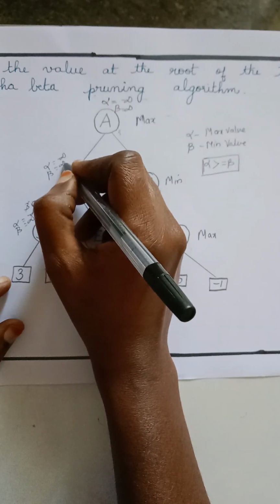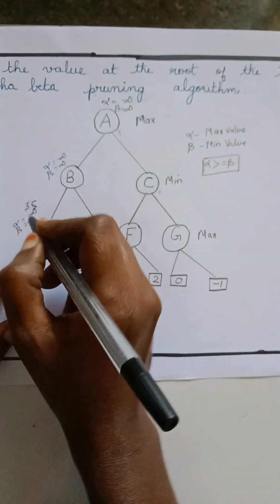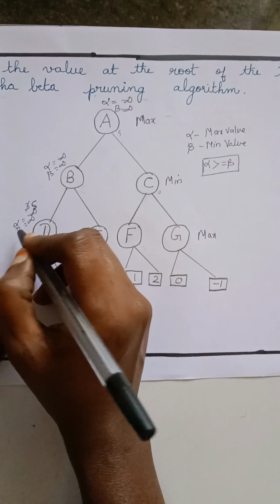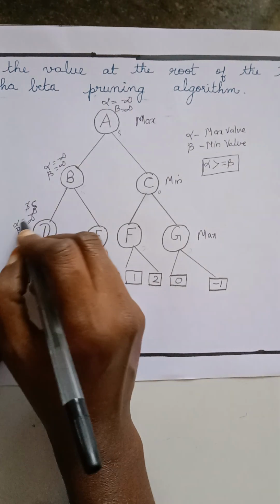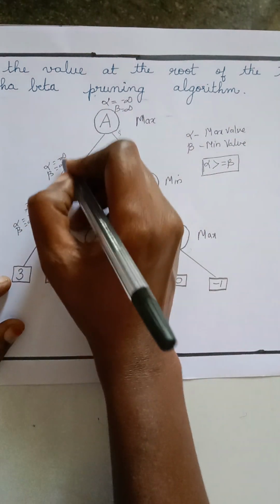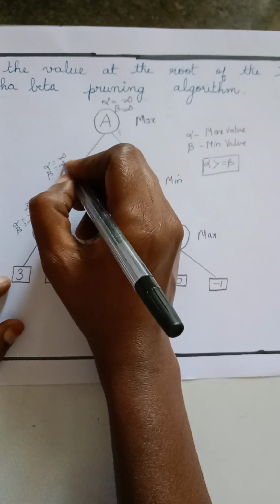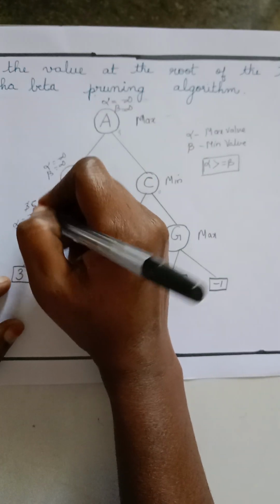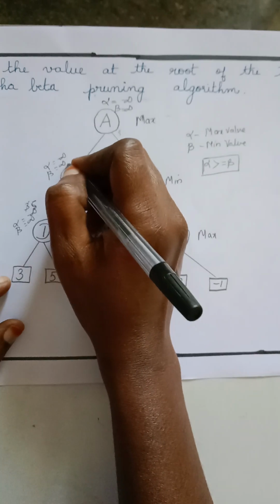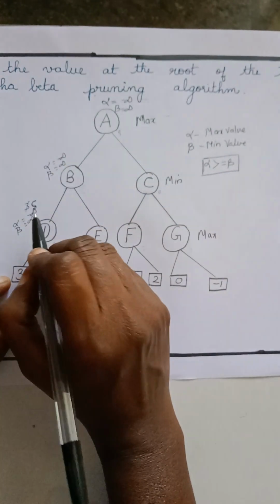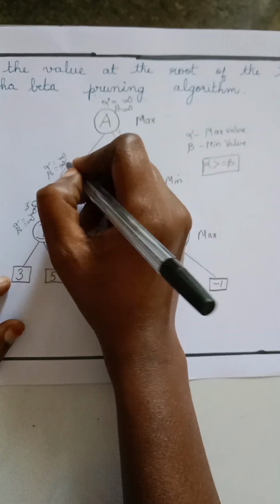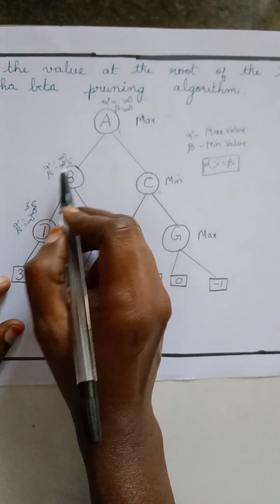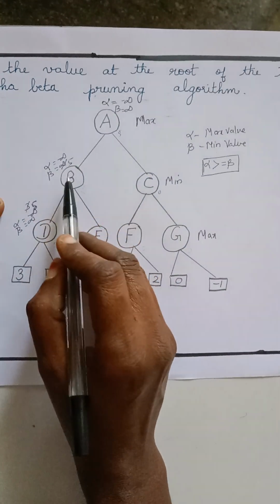To update beta, you compare the value with the current values of alpha and beta. Here we take the leaf nodes, and you take the current values of alpha and beta. The alpha value is 5 and the beta value is infinity. What is the minimum value? The minimum value will be 5. So you update beta as 5.